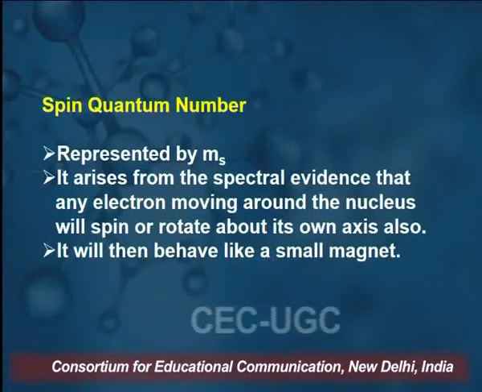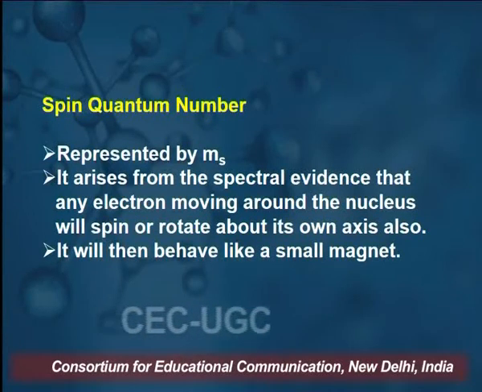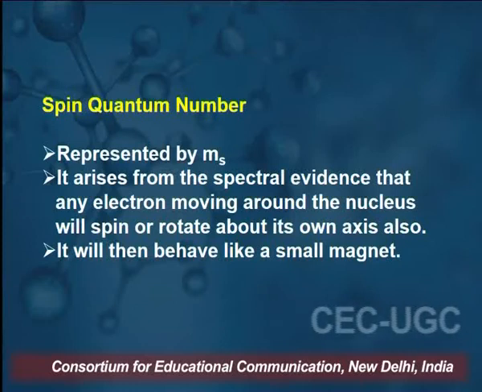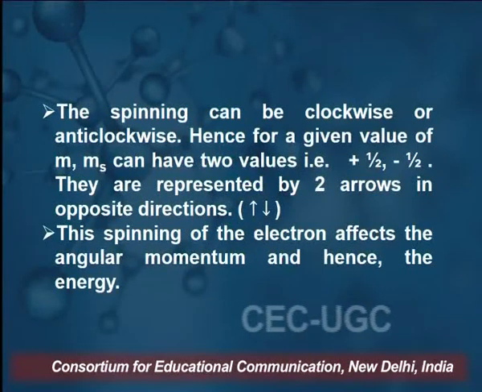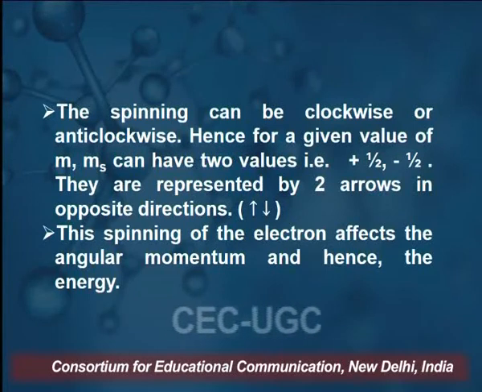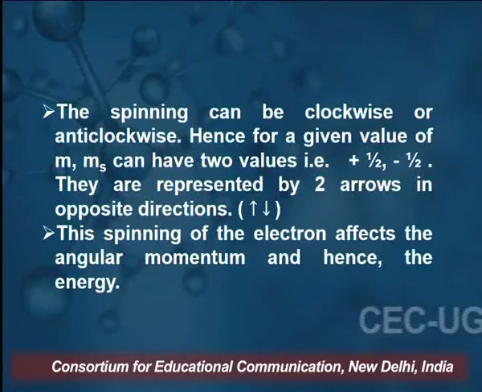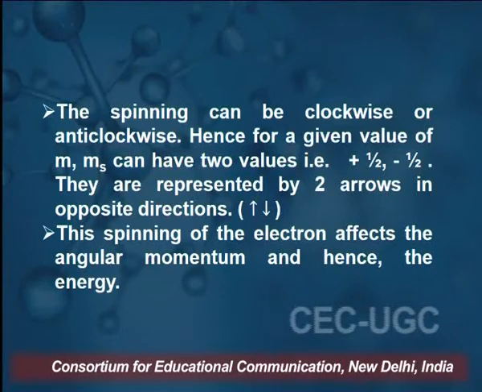Moving to the spin quantum number, which is represented by ms, it arises from the spectral evidence that any electron revolving around the nucleus also will spin or rotate about its own axis and behave like a small magnet. The spinning can be clockwise or it can be anti-clockwise. Hence, for a given value of m, that means the magnetic quantum number, ms can have 2 values, that is plus half or minus half, and they are represented by 2 arrows in opposite directions. This spinning of the electron affects the angular momentum and hence ultimately the energy.